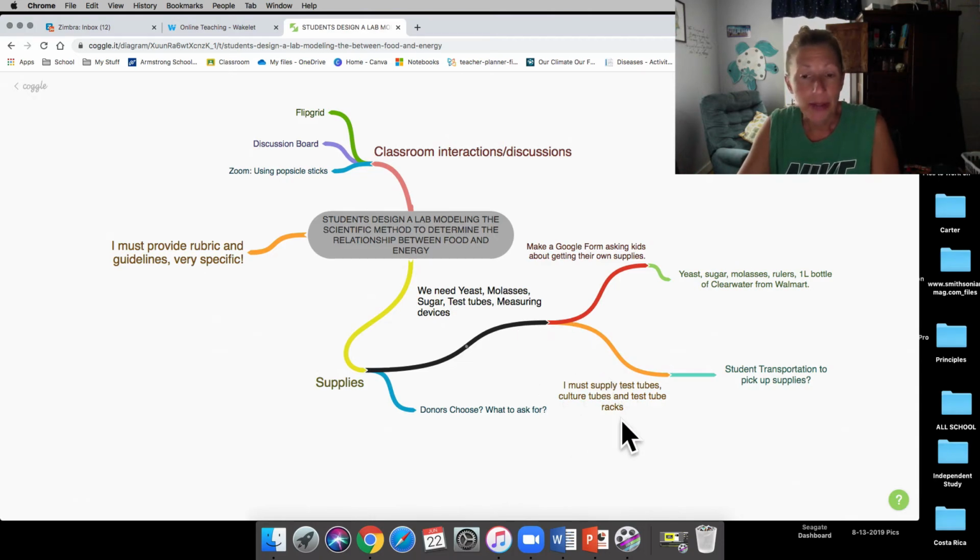There are certain things that I must supply. The kids don't have test tubes. They don't have culture tubes. They don't have test tube racks. So I need to figure out a way to get them to them. That could also be something like, how much do I have in a classroom? Also, can DonorsChoose supply that? But then the problem is, can the kids come and get the stuff? Can all the kids come and get those supplies?